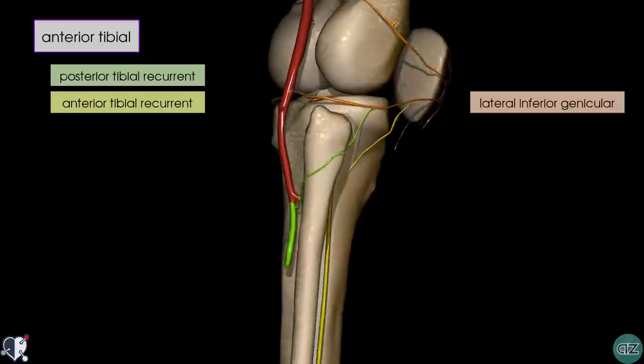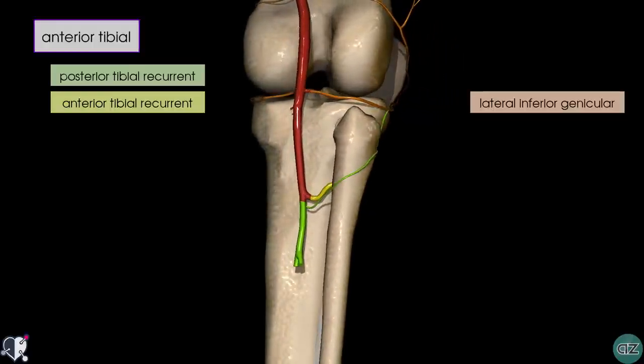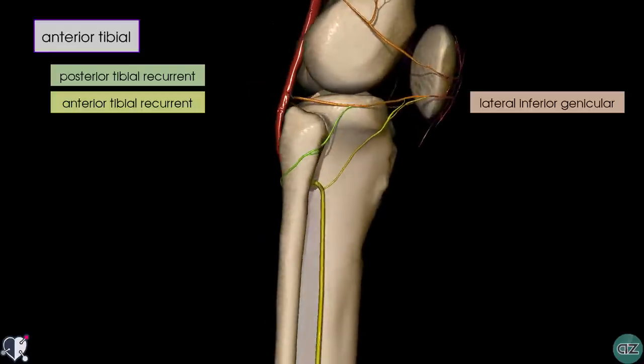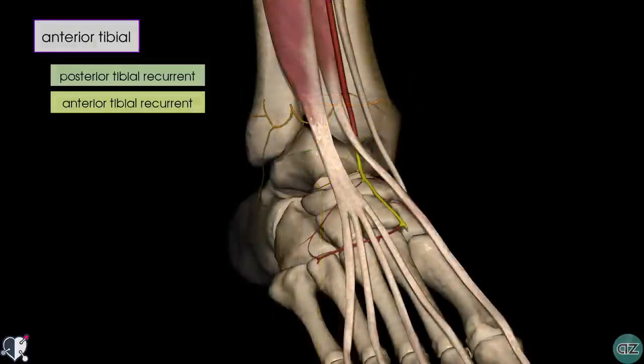So if I rotate the model around, you can see the lateral inferior genicular coming off the popliteal artery. And you can also see this other branch anastomosing, which is the circumflex fibular artery of the posterior tibial artery, which I'll come back to talk about. The anterior tibial artery runs down the length of the leg along the interosseous membrane, and then it gives off some distal branches as it approaches the ankle joint. It then terminates as the dorsalis pedis artery, which supplies the foot.